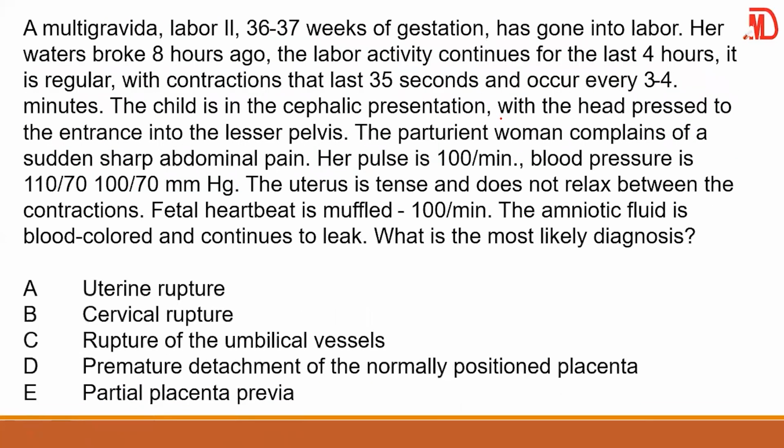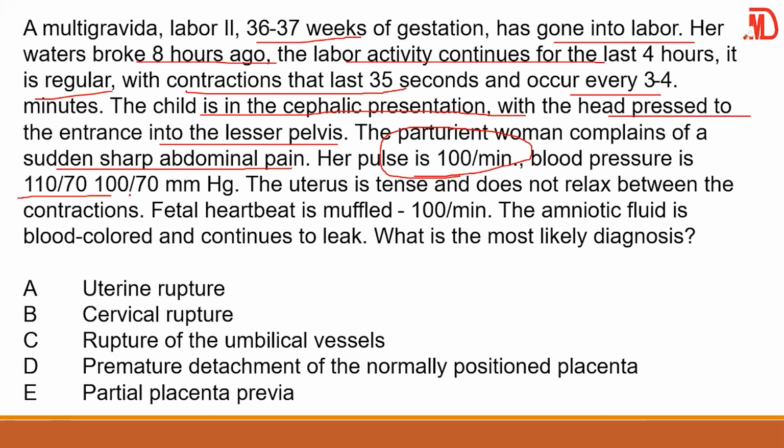All right. What do we have here? A multigravida, labor 2, 36 to 37 weeks of gestation, has gone into labor. Her water broke 8 hours ago. Labor activity continues for the last 4 hours. It is regular with contractions that last 35 seconds and occur every 3 to 4 minutes. The child is in a cephalic presentation with the head pressed to the entrance into the lesser pelvis. The parturient woman complains of sudden sharp abdominal pain. Her pulse is 100 per minute. Blood pressure is 110.